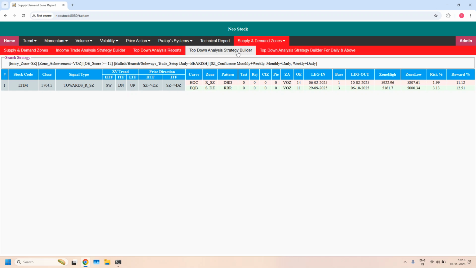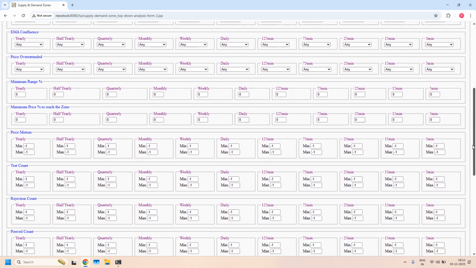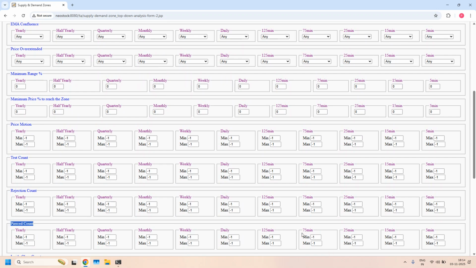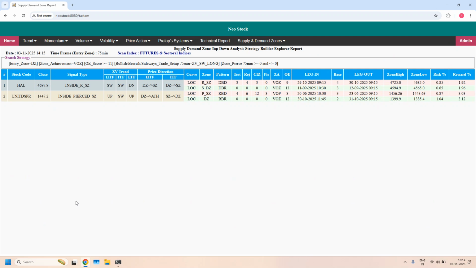Next, I will generate weekly income trade reports. Entry time frame 75 minutes, entry time frame demand zone, and then 75 minutes sideways long trade setup, zone achievement VOZ, minimum order enhance score 11. 75 minutes demand zone should not be pierced, so pierced count, 75 minutes time frame, minimum value 0, maximum value 0. That means zone is not pierced. We got 2 stocks supporting sideways long trade setup for weekly income trade.